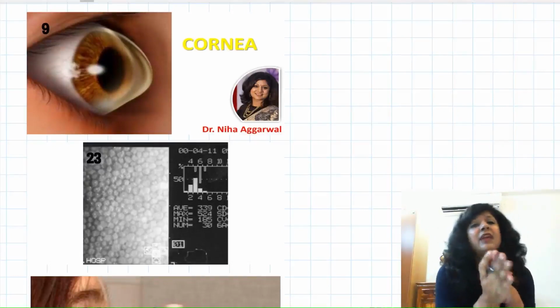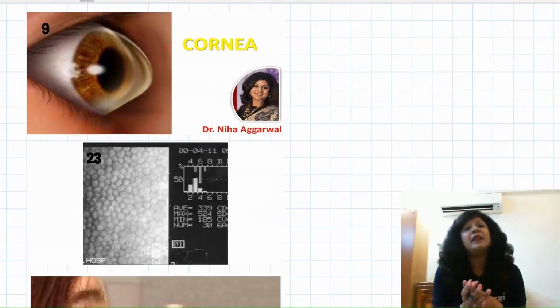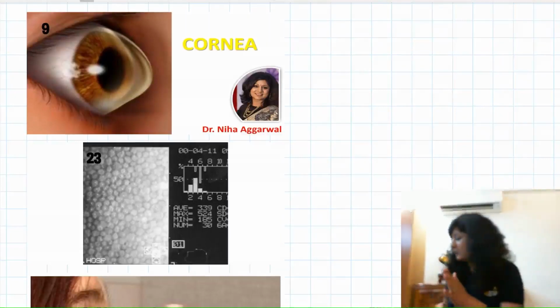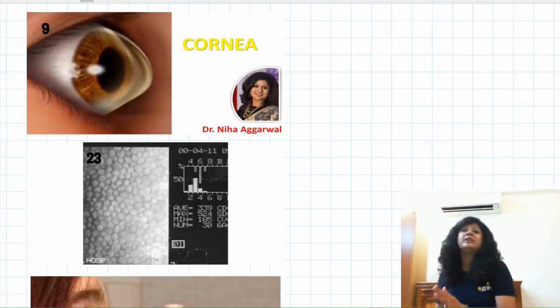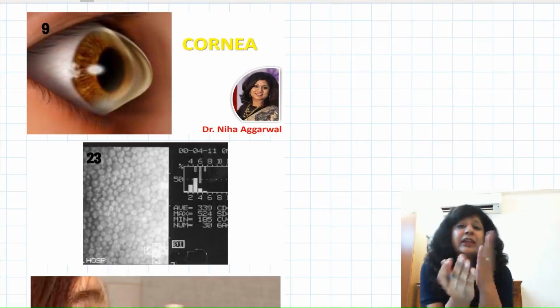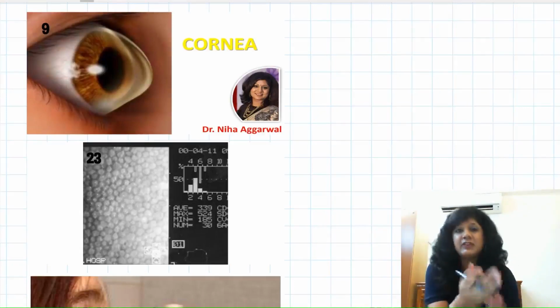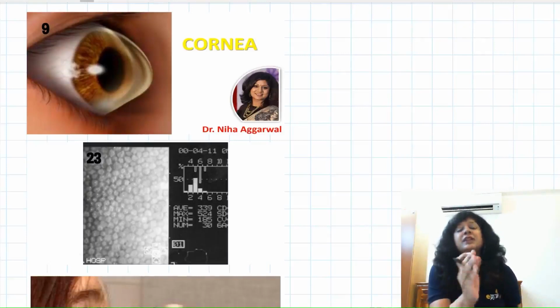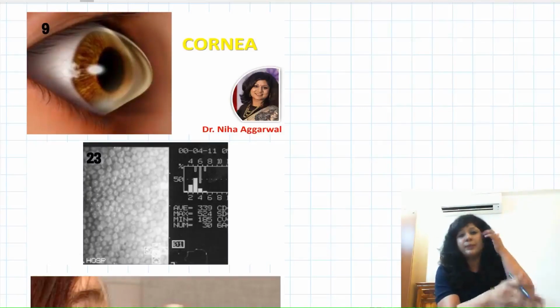Okay, and then we have the endothelium. Now the endothelium is especially important because it is a metabolically active layer. What do you mean by that? If I say that it is metabolically active, that means it has a sodium potassium pump. It is responsible for the transparency. Even in NEET 2020 you got this question, which layer of the cornea is responsible for the transparency. So it is the endothelium, okay, because it contains a sodium potassium pump.